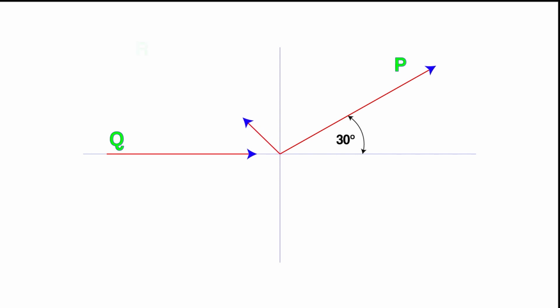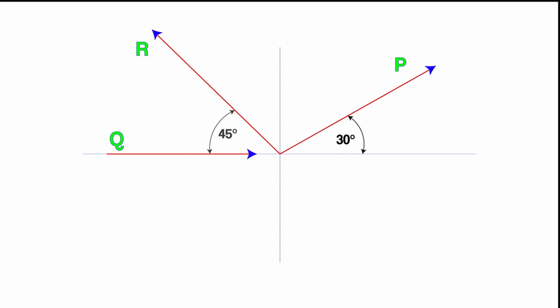Now, let's explore force R. It's pulling at a 45-degree angle above the left horizontal. Observe the arrow's length indicating the magnitude, and the angle signifying the direction of the force.